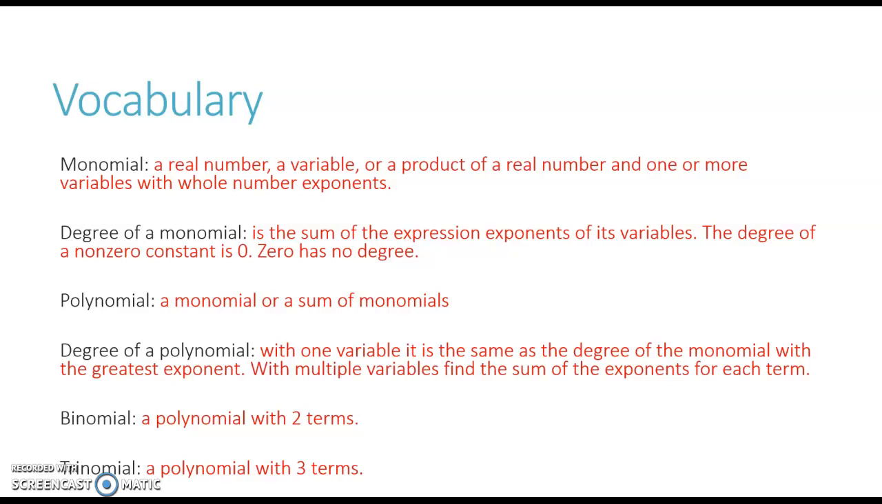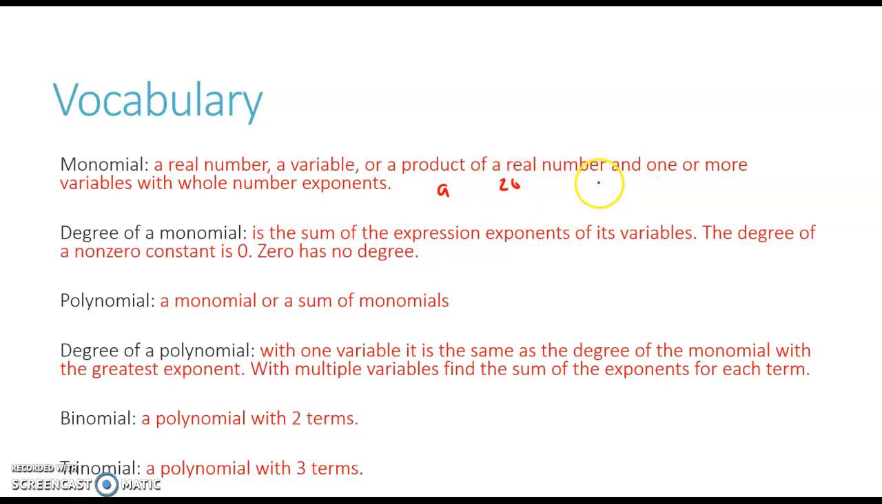You need to write the words in red. Basically, a monomial is a real number, a variable, or a product, which means the multiplication, of a real number and one or more variables, with whole number exponents. So a monomial could be just a, it could be 20.